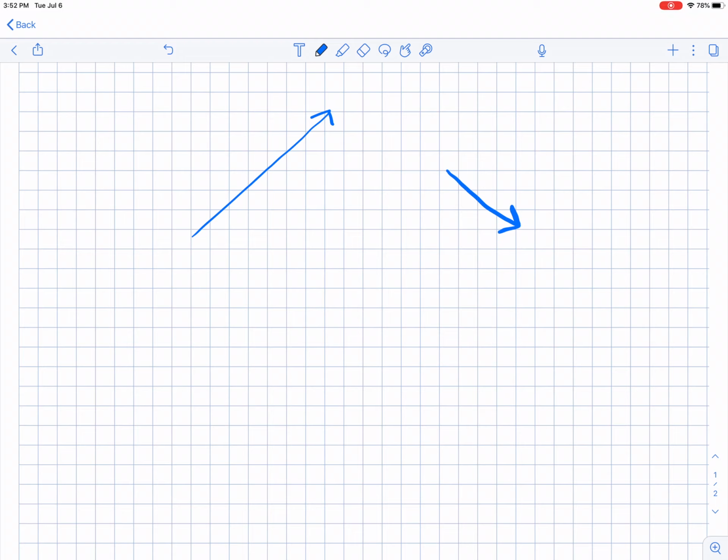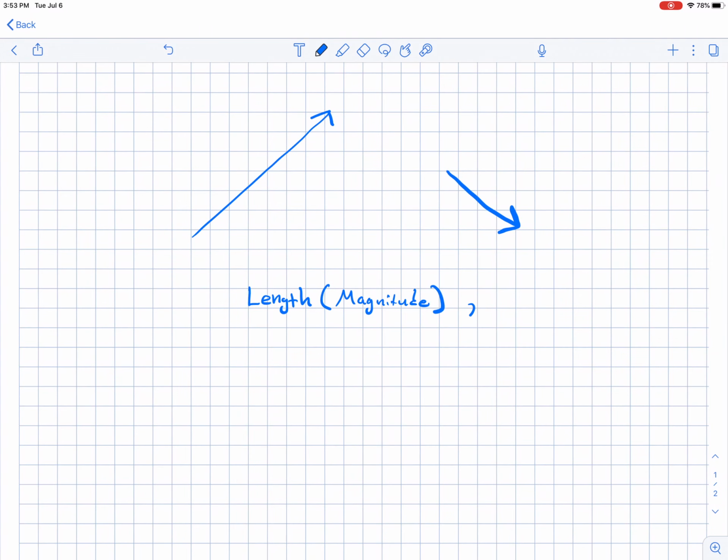Well, there's only two properties really that define an arrow. One is the length of the arrow, how long it is, and the fancy word that they're going to use in physics is magnitude for length. Don't let that scare you. Magnitude is just the length of the vector. That's the word you're going to hear. And the other property is the direction.